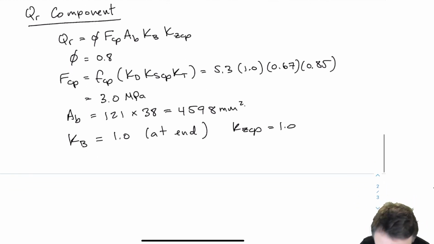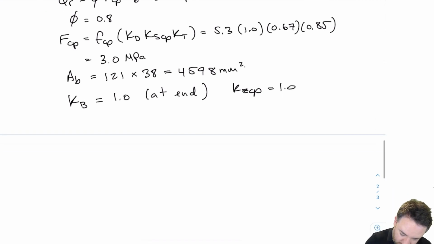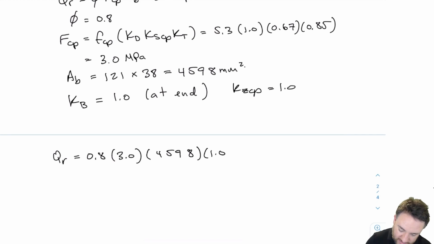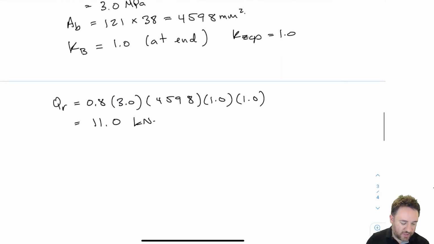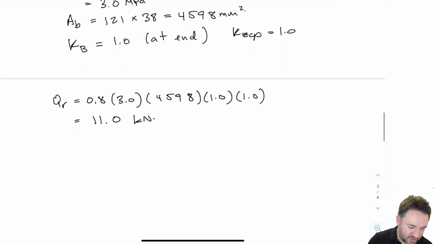Okay, so now we can calculate our QR using the equation above: phi times strength times bearing area times KB times KZCP, and I get 11.0 kilonewtons. All right, so now I have my parallel component and my perpendicular component. I probably did those in the reverse direction because my video's flipped. But anyway, we have both components, and now we can use the interaction equation to calculate total resistance at an angle to grain.